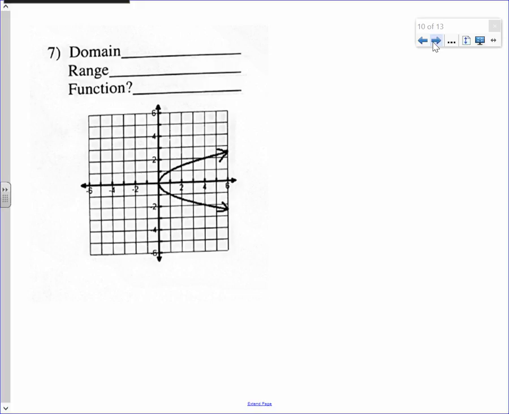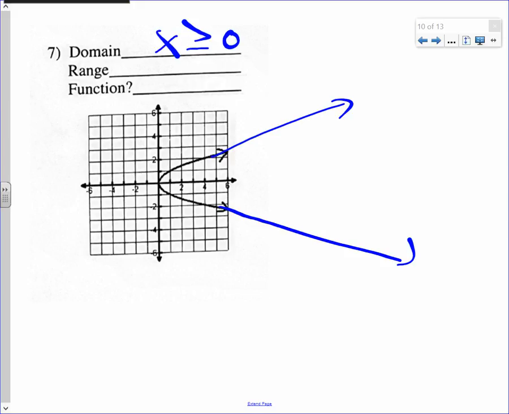Just kidding. Number 7. Domain and range. Let's do it. Is there any value that x cannot be? So this goes on forever this way. Look at it. It gets fatter and fatter forever. But is there anything that x cannot be? X greater or equal to 0. Look at it. The lowest value x can be is right there. It can't be anything lower than 0. So x has to be greater or equal to 0. Perfect. Excellent.